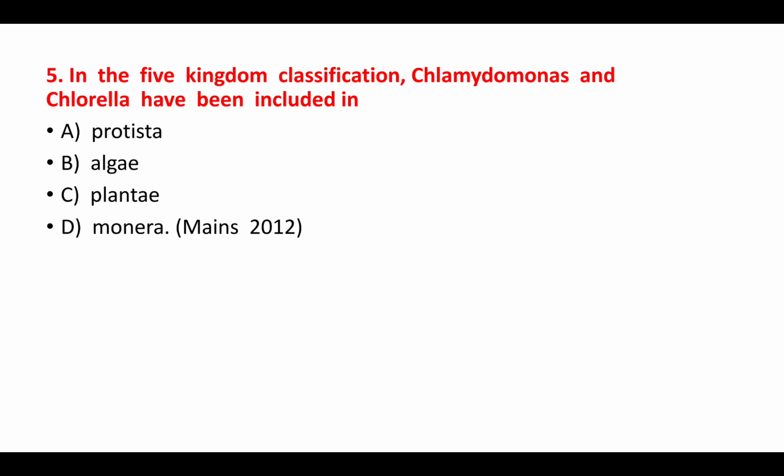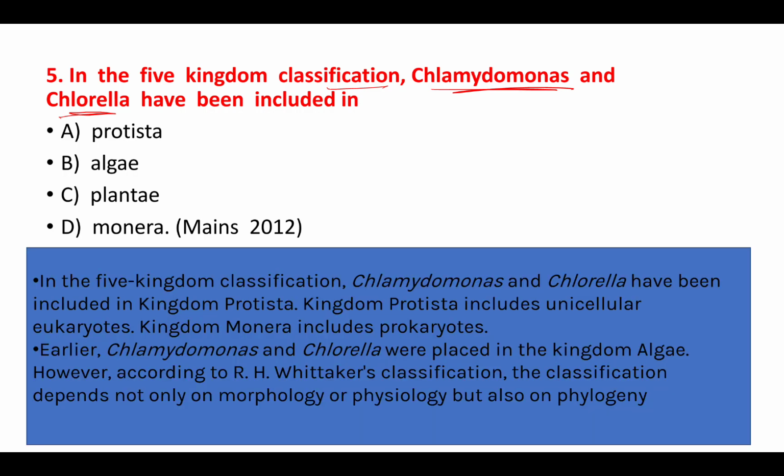Now let us move on to the fifth question. In the 5 kingdom classification, Chlamydomonas and Chlorella have been included in. See, in the 5 kingdom classification, Chlamydomonas and Chlorella have been included in the kingdom Protista. Kingdom Protista includes what? The unicellular eukaryotes. Whereas kingdom Monera includes unicellular prokaryotes. Earlier, this Chlamydomonas and Chlorella were placed in a kingdom algae.